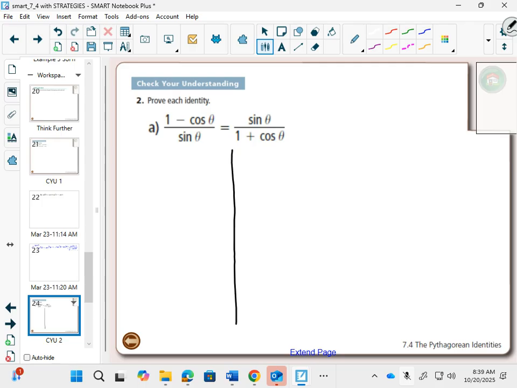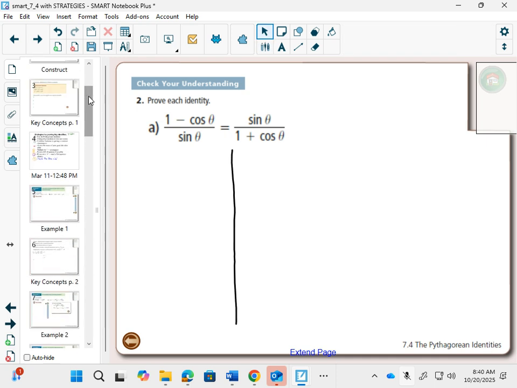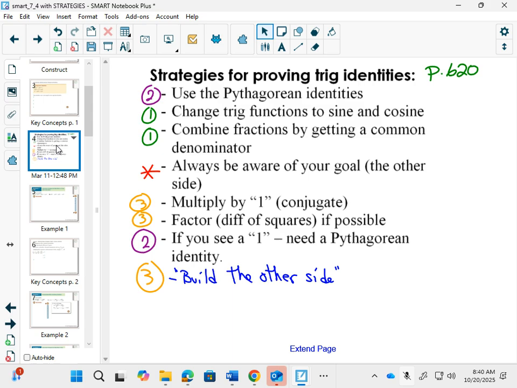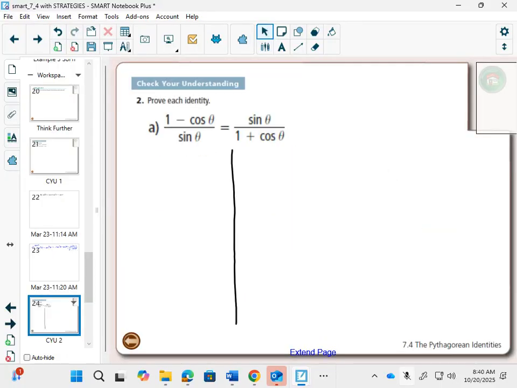Okay? So if we think about our strategies, and I'll just point them out as I'm referring to them, up here. Right? We couldn't use strategy number 1 in green. Strategy number 2 we can't use because there are no squareds for the Pythagorean identities. But we're going to be introduced to strategy number 3, which I sometimes call build the other side. And this is what it looks like.